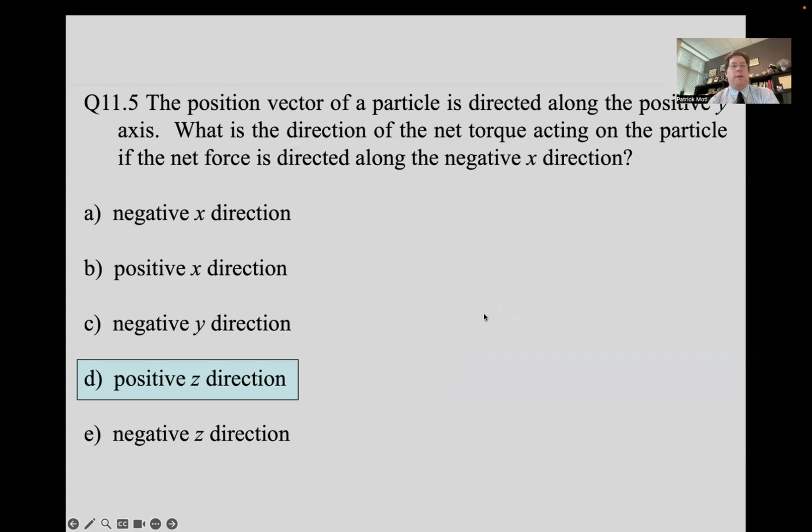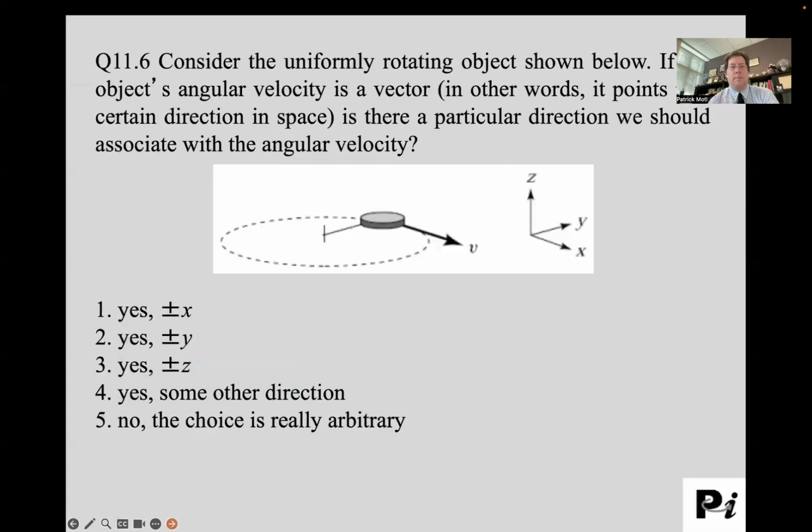All right, and then the next question is to get us to think a little bit about the direction perpendicular to the plane and what that means. It does have a specific meaning. So I have a hockey puck on a mirror hockey table, a uniformly rotating object. If the object's angular velocity is a vector, in other words, it points in a certain direction in space, is there a particular direction we should associate with the angular velocity of this puck?